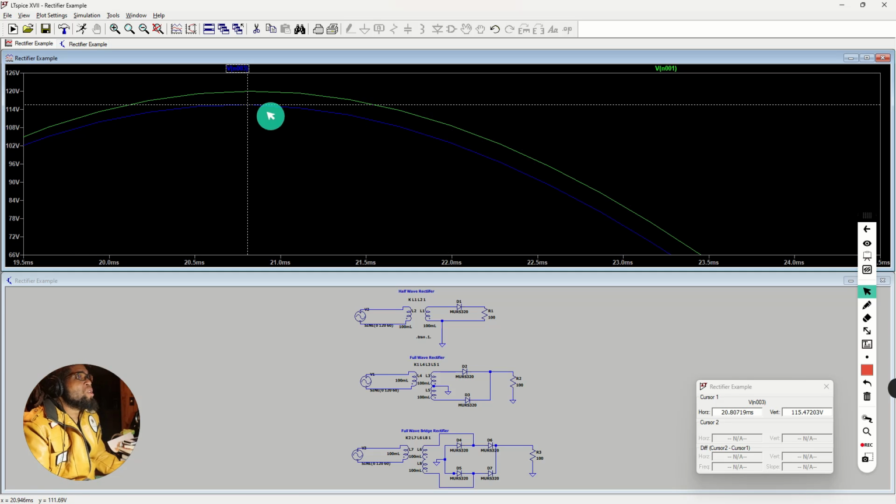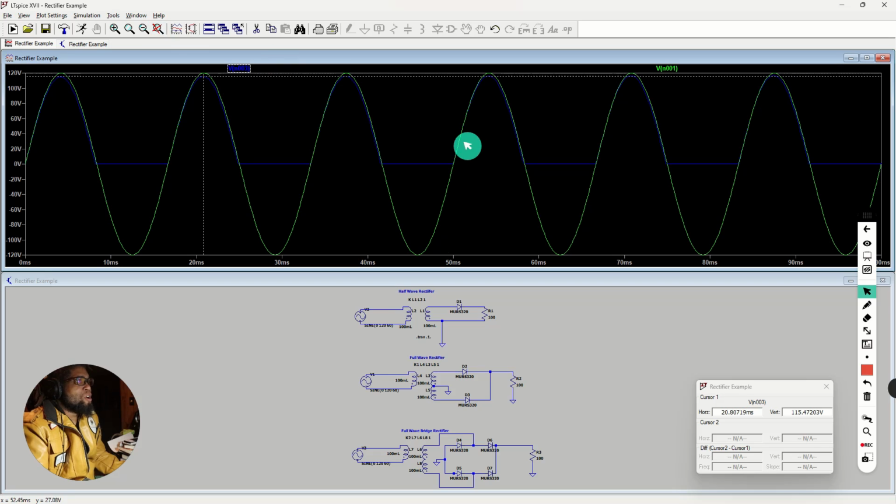Okay, so while it is true that there is a drop, it shouldn't really affect the performance of your circuit in the long run. So that's your half-wave rectifier. Now let's go to the full wave.